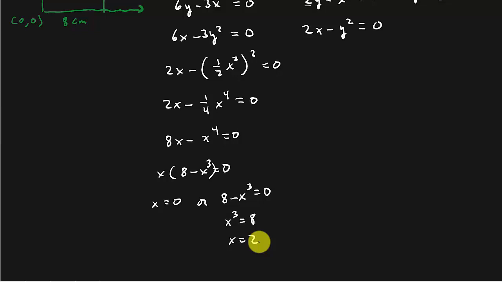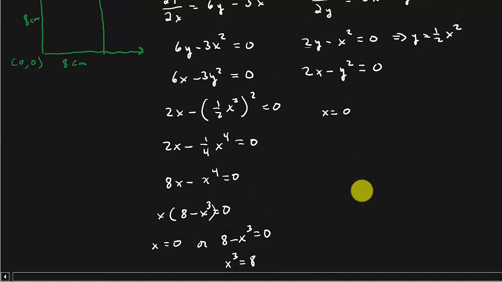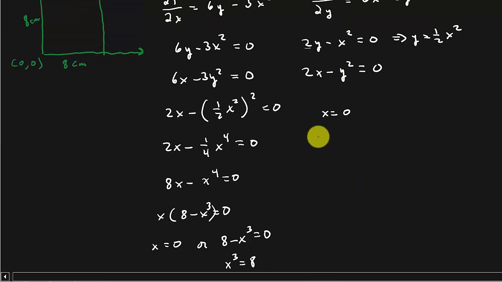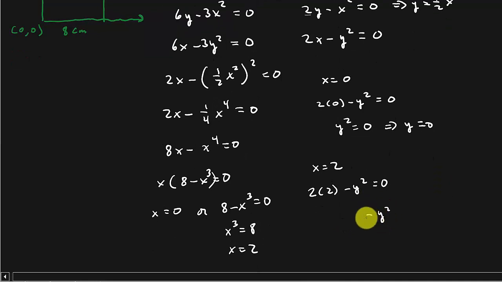I need to know what x is, and I got x, I need to know what y is. All right, so let's see if we can figure that out. When x is equal to 0, let's plug this x value into here. So that's going to give me 2 times 0 minus y squared equals 0. So that's just negative y squared equals 0, divide by negative, you get y squared equals 0. So this tells us y equals 0. And then when x equals 2, that's going to give me 2 times 2 minus y squared equals 0. So this is y squared equals 4. So y equals, and we want the positive 2.